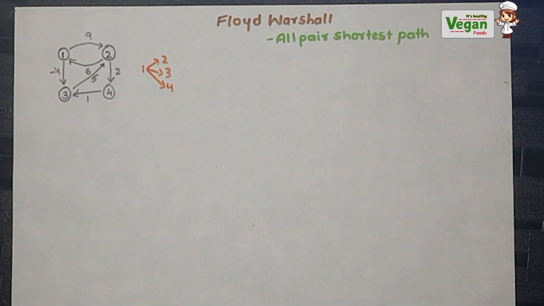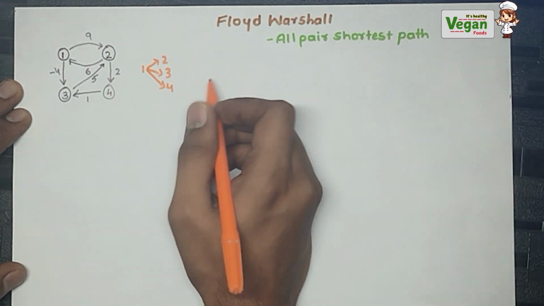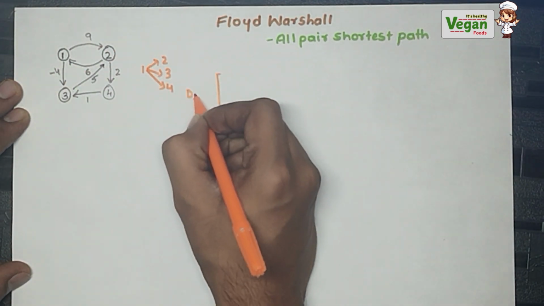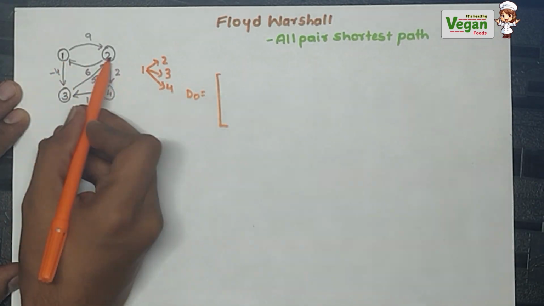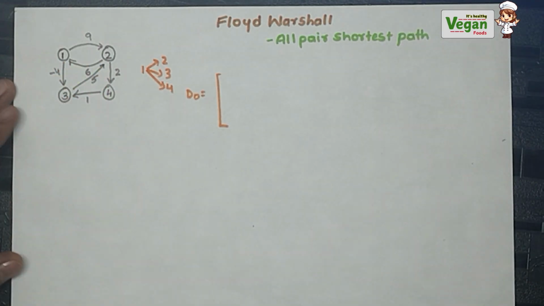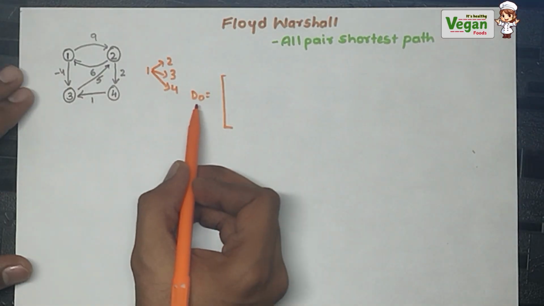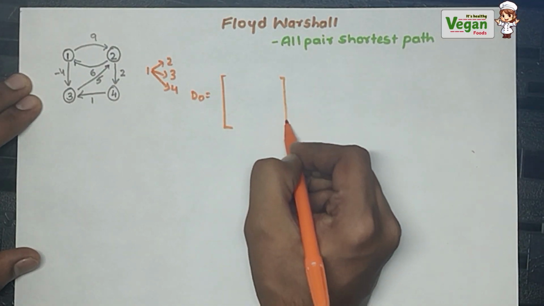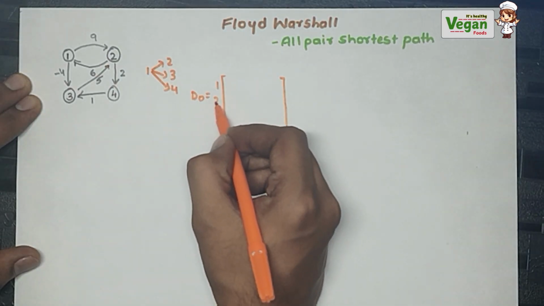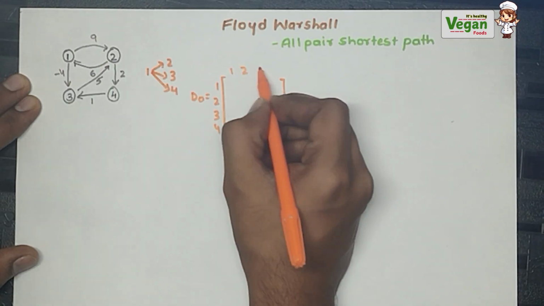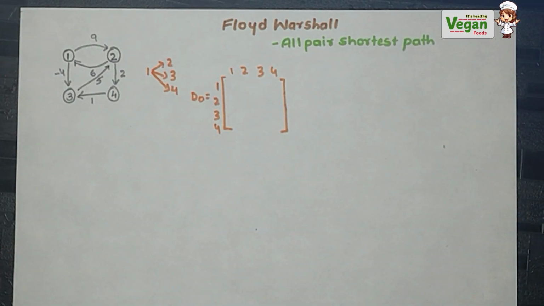Now let's consider, first we will be solving using the matrix. So in the matrix, first it will be D0. Since we are having 4 vertices, there will be 4 plus 1, that is 5 steps. This is D0. Now 1, 2, 3, 4, and next 1, 2, 3, 4.